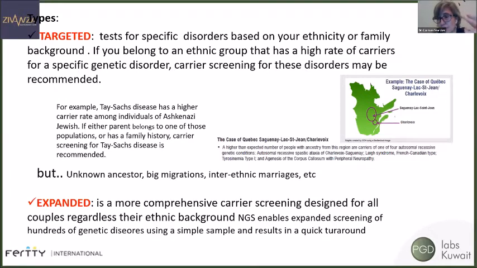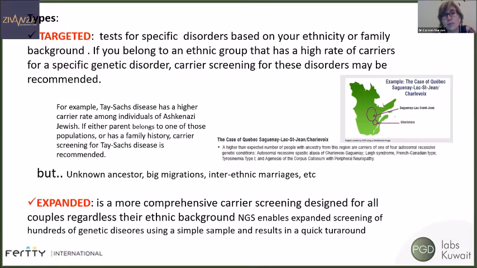Also, another example: there is a small area in a small village in Quebec, in Canada, where a high rate of very rare genetic diseases has been observed. There are a lot of carriers of these genetic diseases. So it's recommended that people who are from there or have ancestors from this area get tested for these specific diseases before having children.